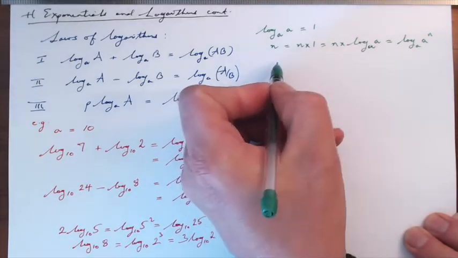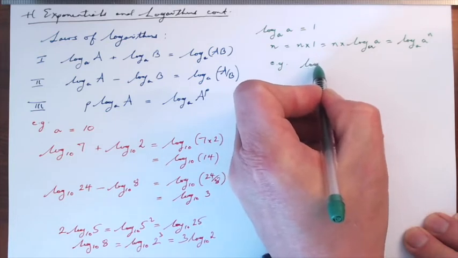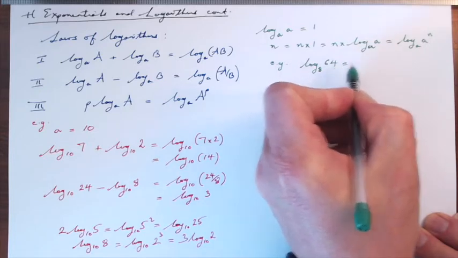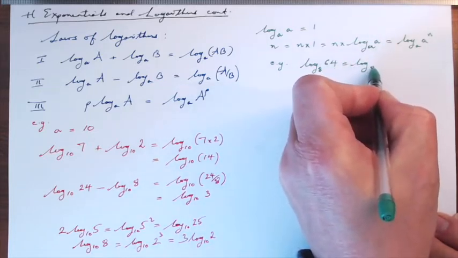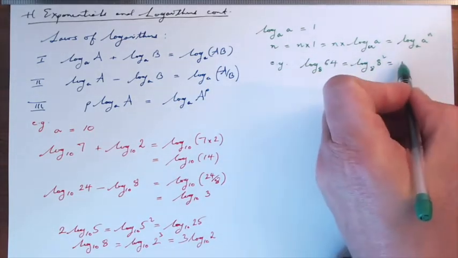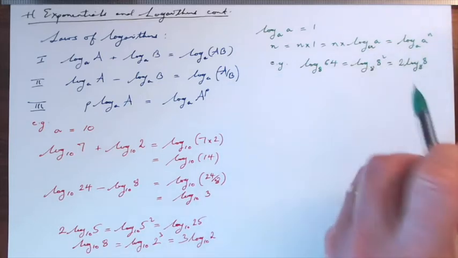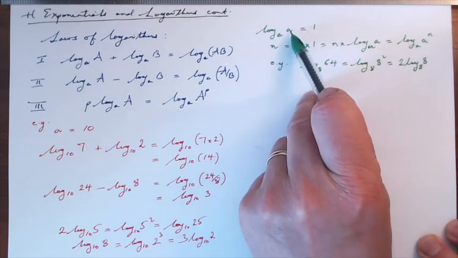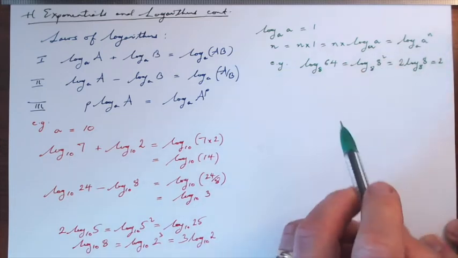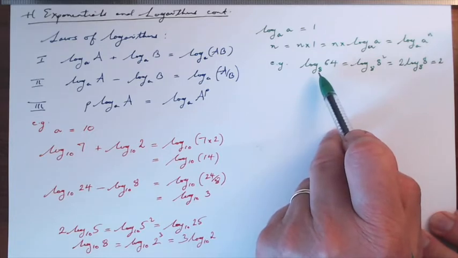So for example, let me do an example here. Let's say log to the base 8 of 64. I can write that as log to the base 8 of 8 squared. I can bring the 2 outside, so this would be 2 log to the base 8 of 8, but then log to the base a of a is always 1, so log to the base 8 of 8 is 1, and so this number is actually just 2. So again, good to be quite alert to that kind of thing.